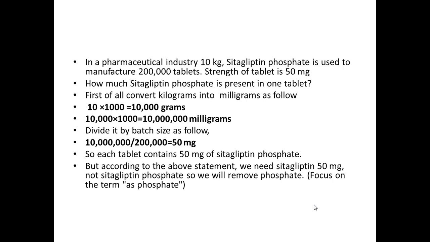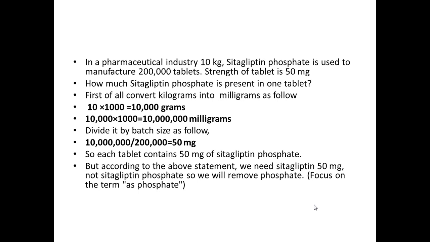In a pharmaceutical industry, 10 kilograms of sitagliptin phosphate is used to manufacture 2 lakh tablets. The strength of the tablet is 50 milligram. How much sitagliptin phosphate is present in one tablet? By following the simple procedure, we will obtain the quantity in milligrams. Then we will obtain the 50 milligram actual potency. So each tablet contains 50 milligram of sitagliptin phosphate.